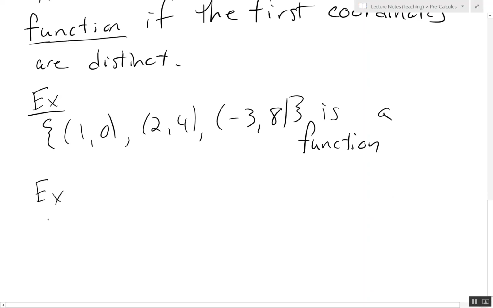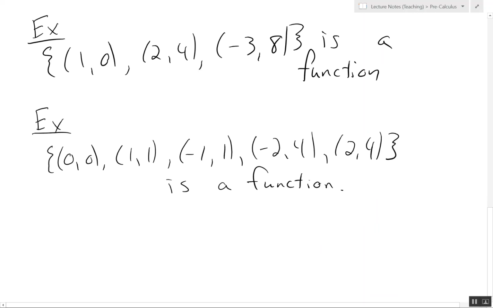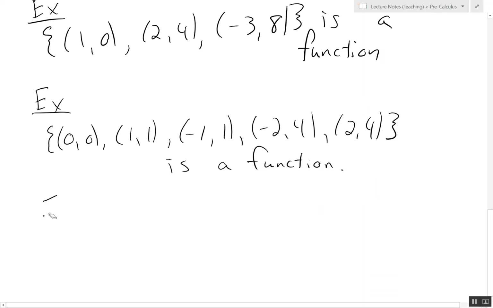Another example, if we have the set (0, 0), (1, 1), (-1, 1), (-2, 4), (2, 4). So we recognize these as points on a parabola. And notice that this is a function too. So that's another good example of a function. I was trying to create a non-function, and I was thinking of a different property. So let's just use this as another example of a function, and let's actually come up with a non-example.